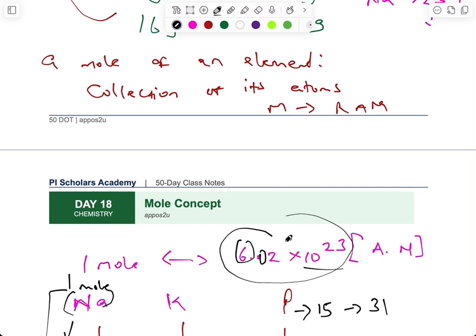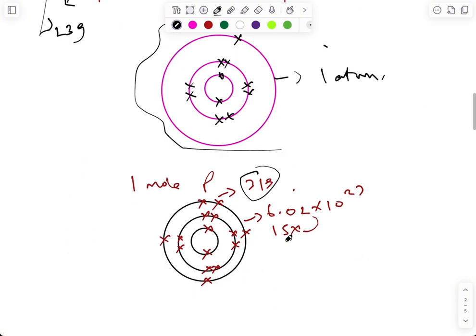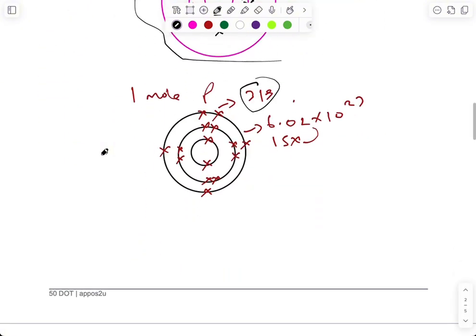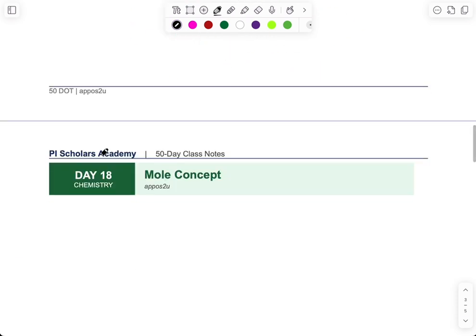Now, this cannot be related to so many other things because I may not necessarily need 23 grams of sodium. I may have 5 grams of sodium. I may have 6 grams of phosphorus. So how do you now do all this calculation? How do you know the number of atoms that are present? How do you know different things? Now, we have some different formulas that govern this whole thing.